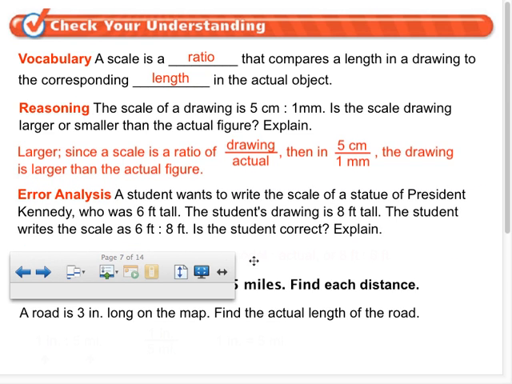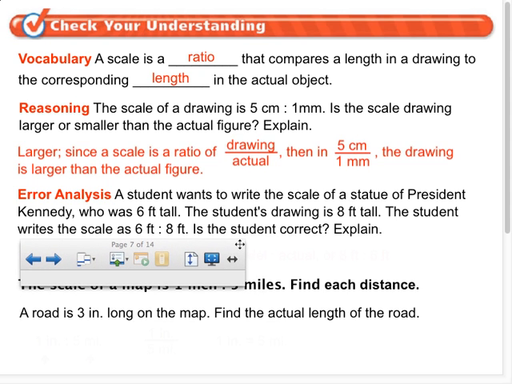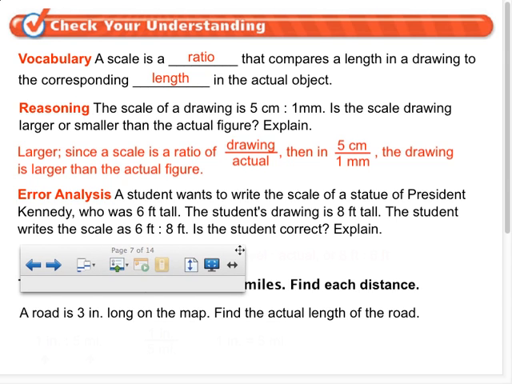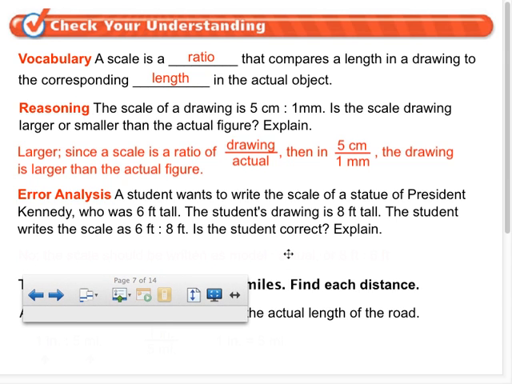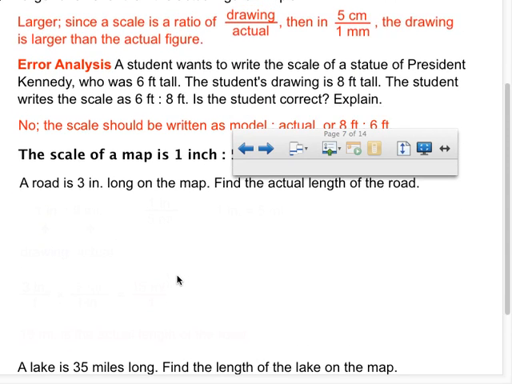Abu, go ahead. No, he's not correct. Why not? Because you can't put the same type of unit to measure length. If you think about the question that Logan answered, take a look. Here's the answer. No, the scale should be written as model to actual, or 8 feet to 6 feet. The drawing to the actual. Okay? Are we good? All right.